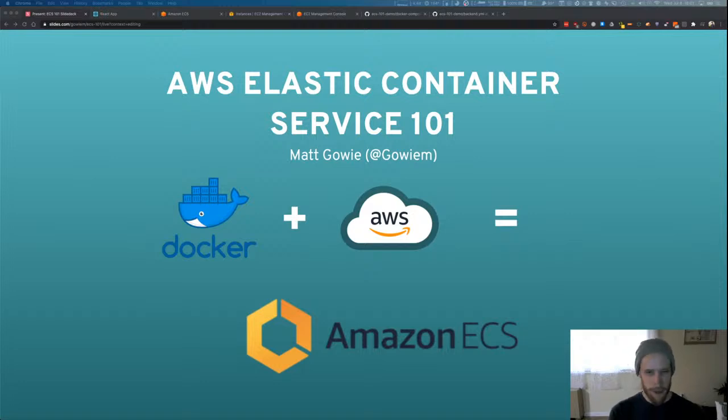And I'm lying to you a little bit with this slide already, so I apologize. But we have Docker plus AWS equals Amazon ECS here. There are other ways to ship Docker containers. We'll talk about them shortly. ECS is just one of them, though. I want to point that out.